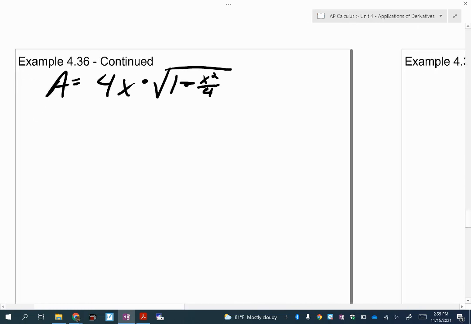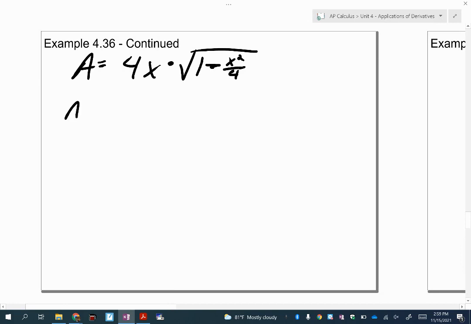Okay, so I'm going to find the derivative. This is going to be using the product property that we practice so much. The derivative of 4x is 4, so times the square root of 1 minus x squared over 4.